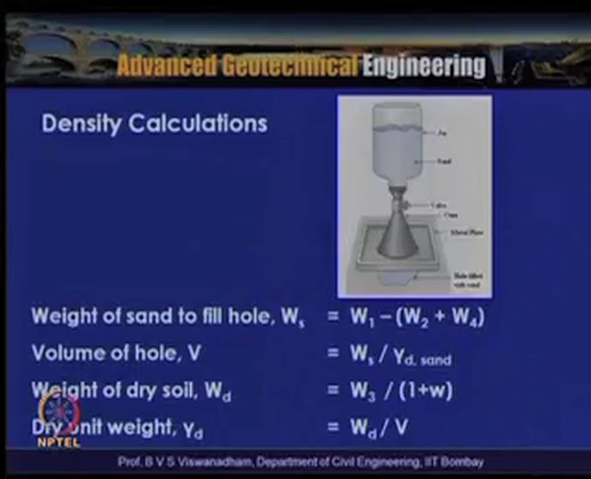The dry weight of the soil can be obtained from W3, which we have actually obtained by removing the soil from the hole, divided by 1 plus w, giving the dry weight of the soil. The dry unit weight can be obtained as WD divided by volume V. The volume of the hole is obtained from the dry sand unit weight, which we know, and WS, the weight of the sand. So the weight of the sand to fill the hole divided by this gives the volume of the hole. With that, the dry unit weight WD by V can be determined.